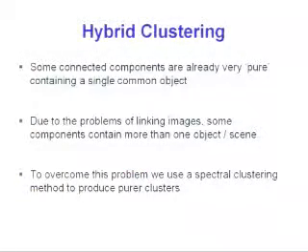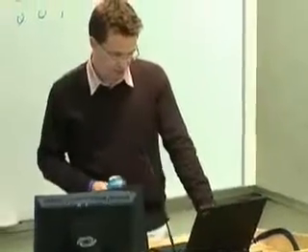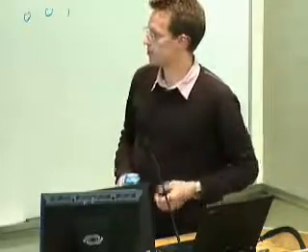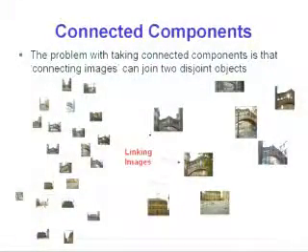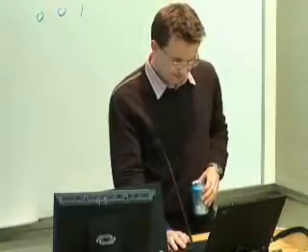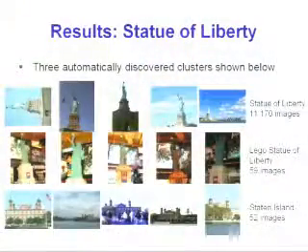So some connected components are very pure, and they contain just a single common object. Due to the problems of linking images, some components contain more than one object or scene. And so the first method I'll present, we're just going to use standard graph clustering and spectral clustering to produce purer clusters. This is going to split up this component into two disjoint sets. And this is quite fast to run once you have the graph.